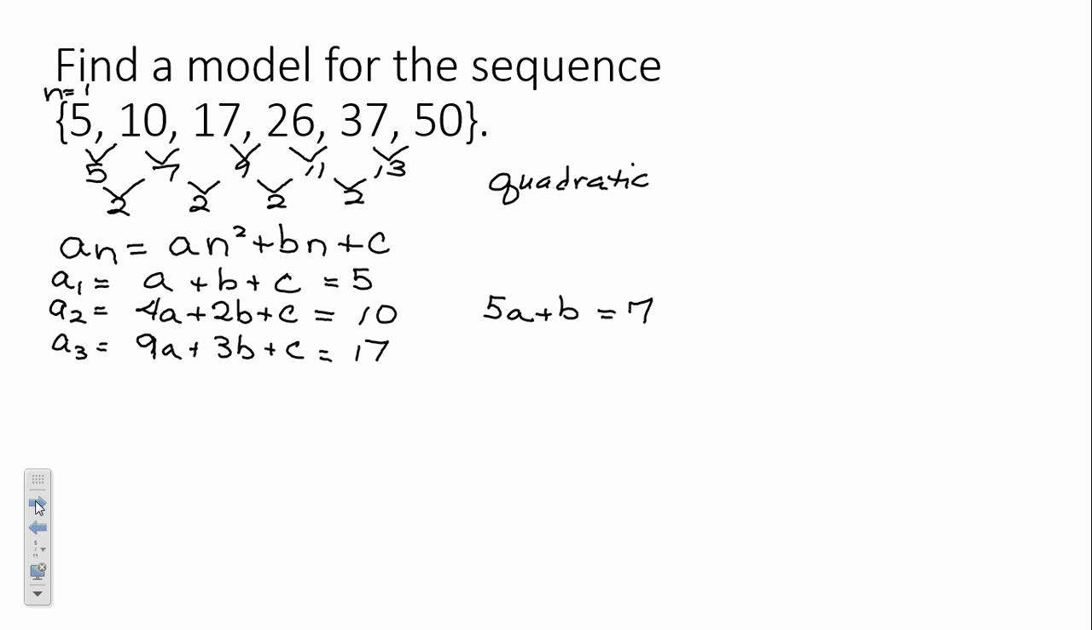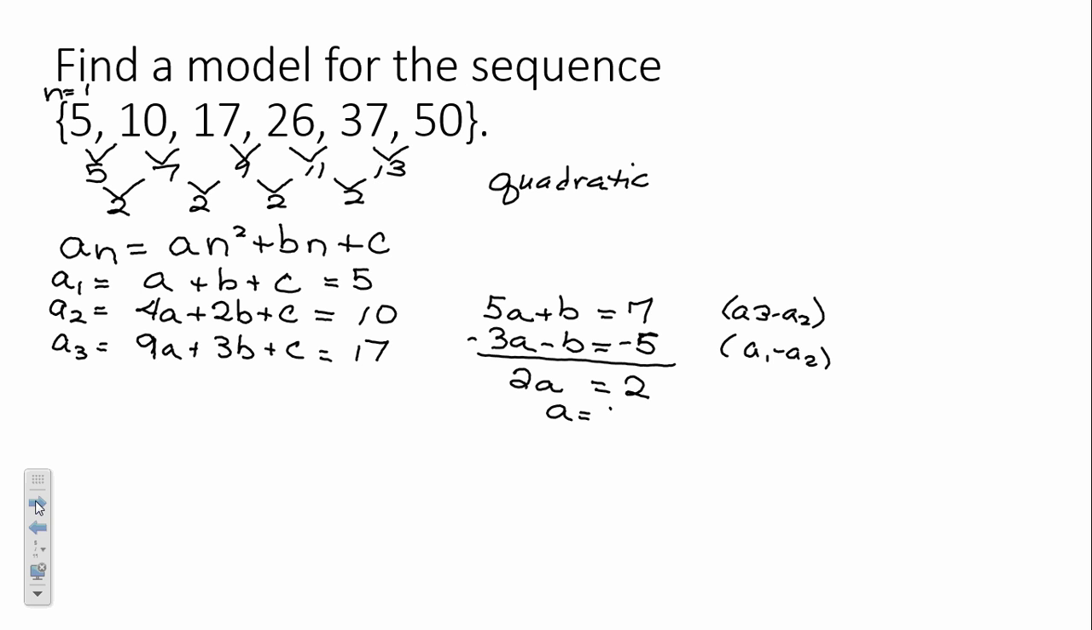If I want my b's to go away, I can actually take the top minus the second equation. Easier, because I'll get a negative b for the next time. So a minus 4a, b minus 2b, c minus c is gone, and 5 minus 10. So this came from a3 minus a2. And this came from a1 minus a2. Now we add them up. 5a minus 3a and 7 minus 5.